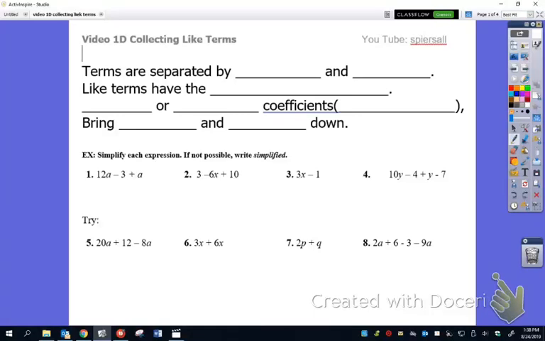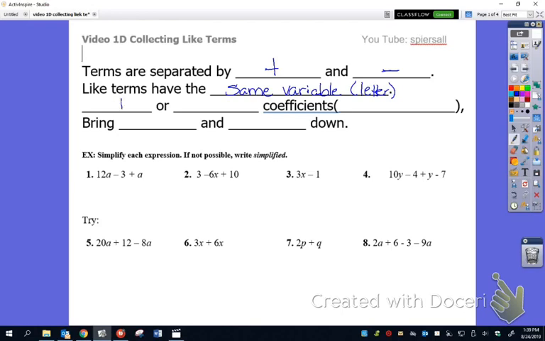So today we're going to look at collecting like terms. Terms are separated by addition and subtraction signs. Like terms have the same variable, and those variables will also have the same exponent. So when I say the variable, I mean the letter, like X, Y, Z, M, okay?